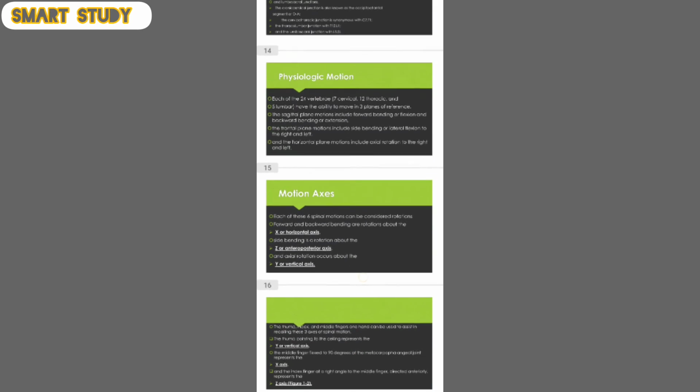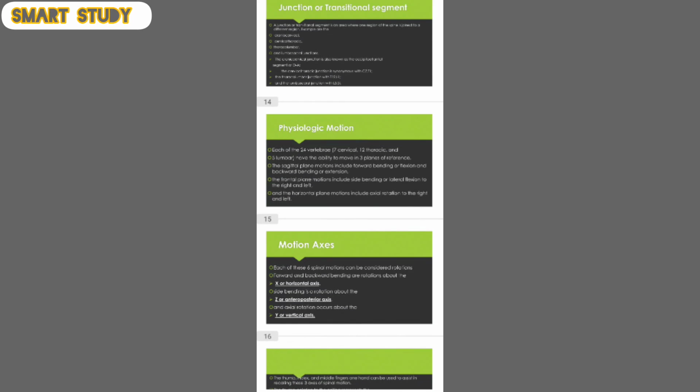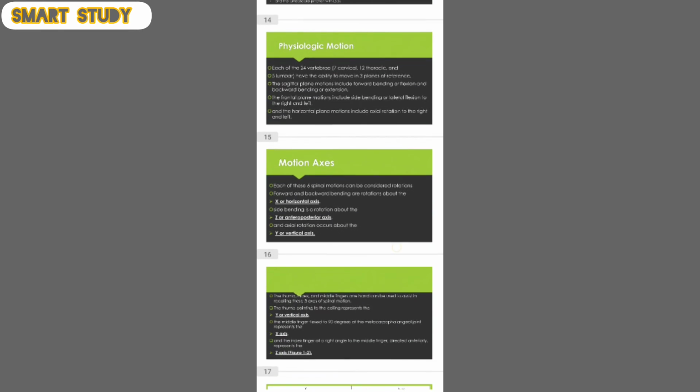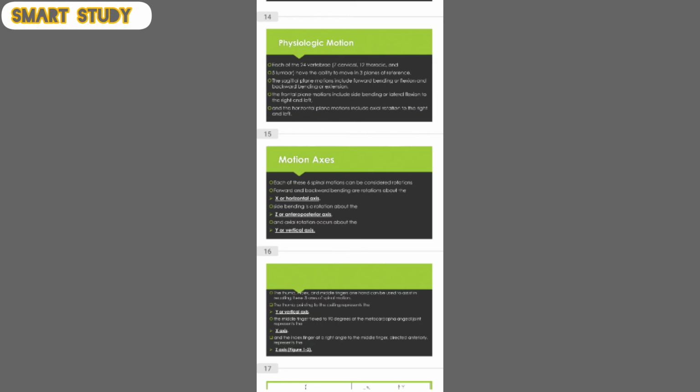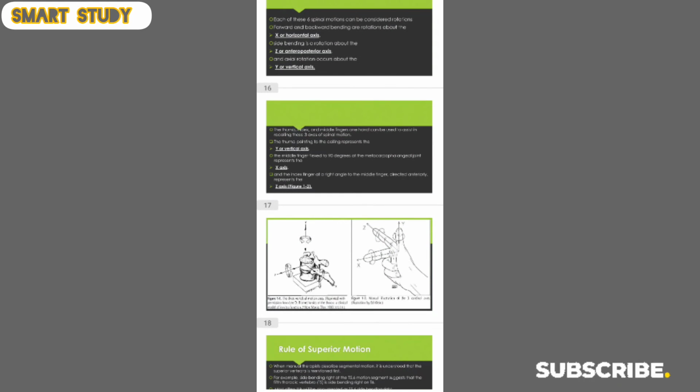Okay guys, let's drop our discussion over here with the motion axis. In the next lecture we are going to discuss the details of the motion axis, like how the motion axis works, as shown in the diagram.